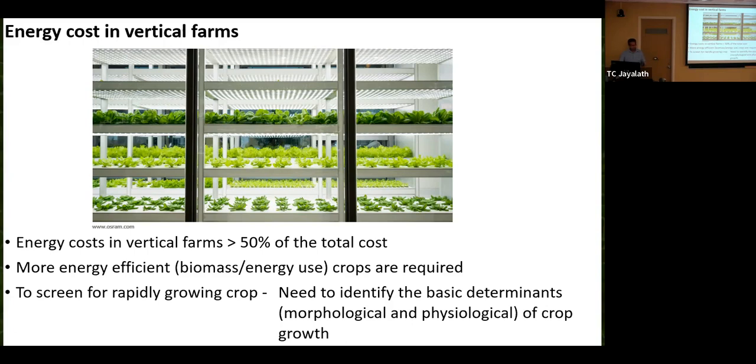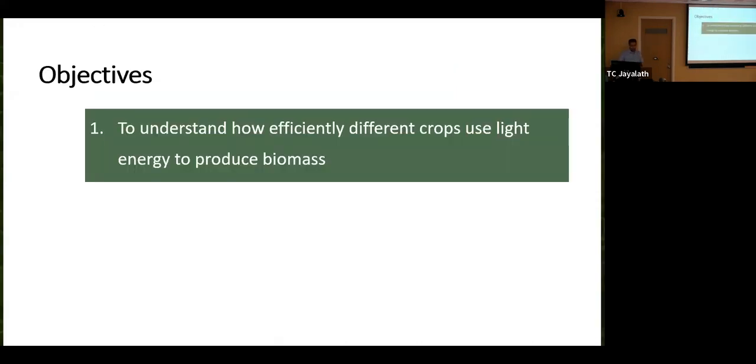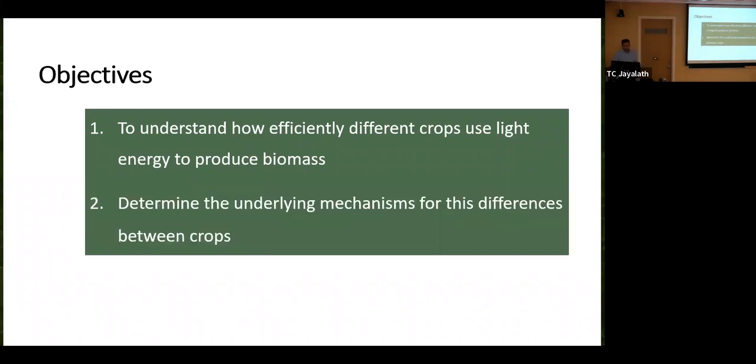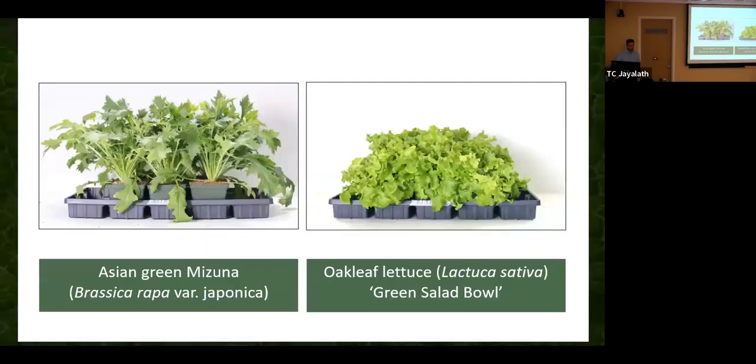To screen for rapid growing crops, we need to identify the basic determinants of crop growth. So the objective of this study was to understand how efficiently different crops use light energy to produce biomass, and determine the underlying mechanism for these differences between crops. In this study, we used Asian green Mizuna, which is a mustard leafy green, and compared it with lettuce, because these two have different growth rates, as we saw in previous studies.